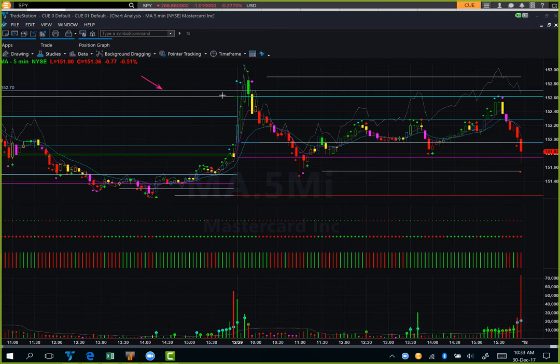So what I was looking for was for price to go up above this resistance level and come back down again, creating a false upside breakout. And in this case, it coincided with a bearish star signal. This is the 5-minute chart.